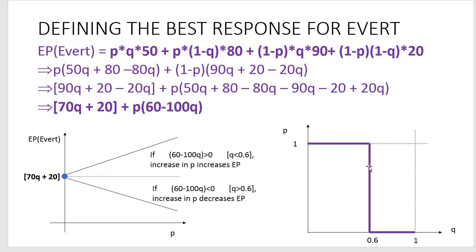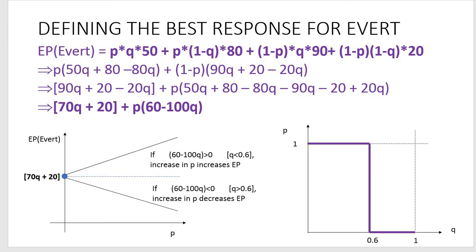However, if the value of q exceeds 0.6, then any increase in p will be associated with a decrease in expected payoff for Evert. So then Evert has to keep p as low as possible, basically equal to 0, because probability can yield a value between 0 and 1. Finally, again, if it's exactly equal to 0.6, she is indifferent.